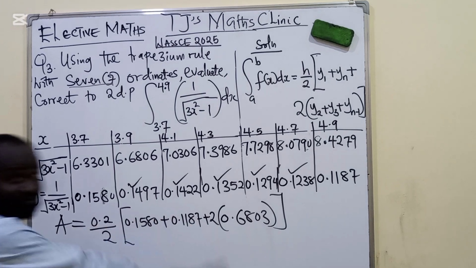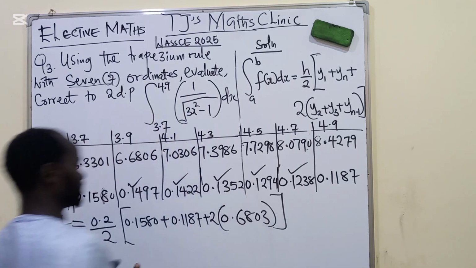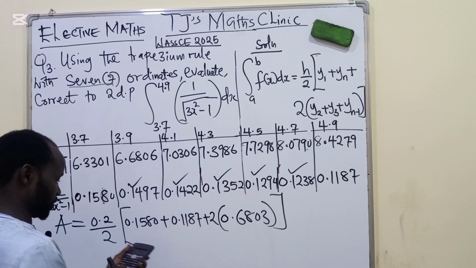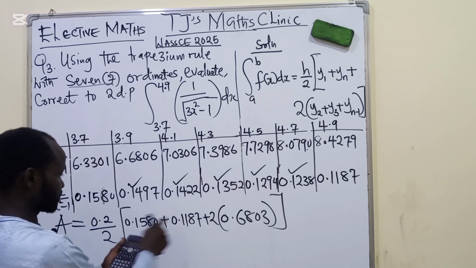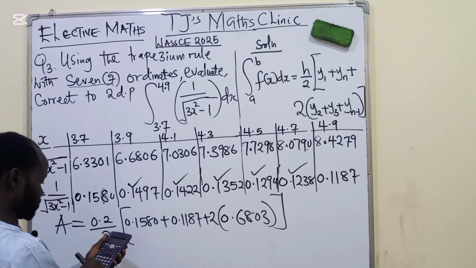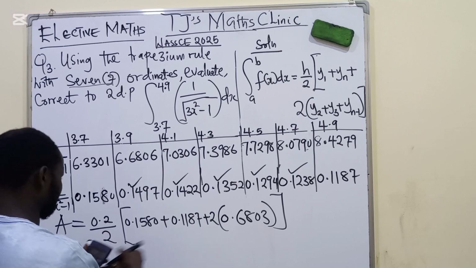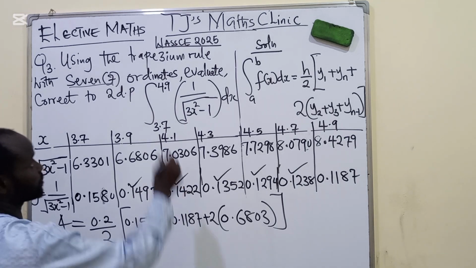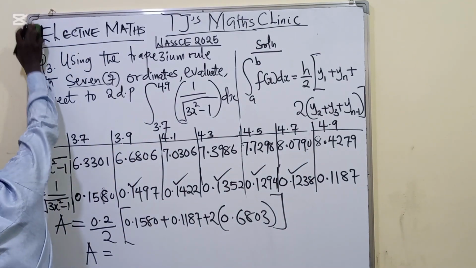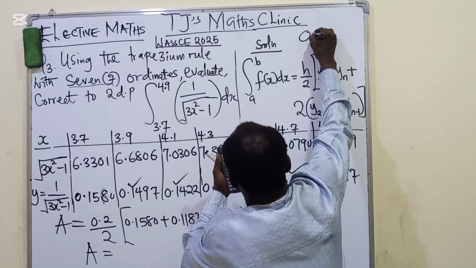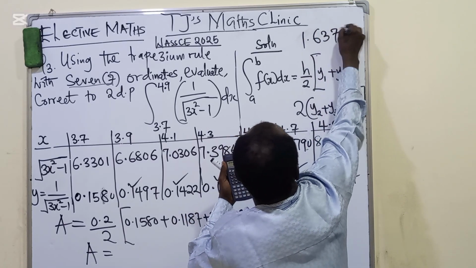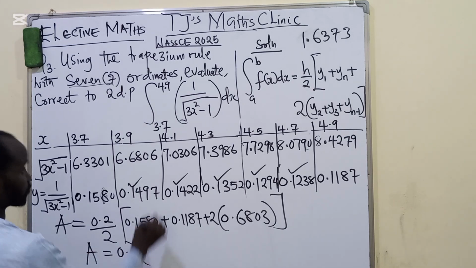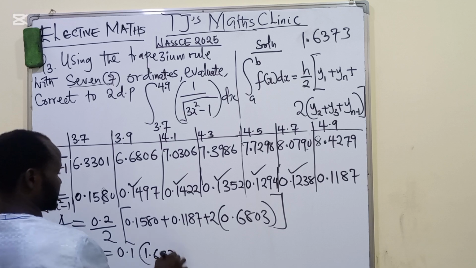Very important. So it's better we do it this way. Finally, just let's work inside the bracket. Let's multiply this by 2, then we add this number, 0.1187, plus 0.1580. What do we have? Let me write what I have inside the bracket, so that we minimize the space. It is 1.6373. Okay, so let me divide the 0.2 by 2. I have 0.1, then it will multiply 1.6373. I hope we are together.